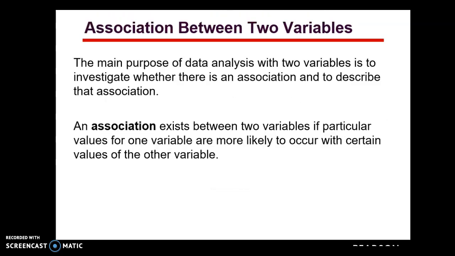And we looked at association between two variables. So association exists if particular values for one variable are more likely to occur with certain values of the other variable.